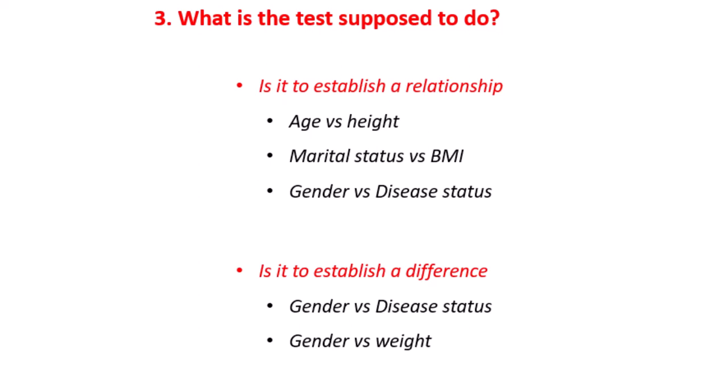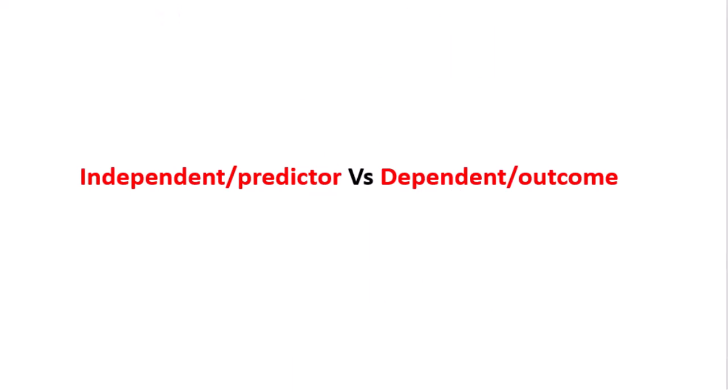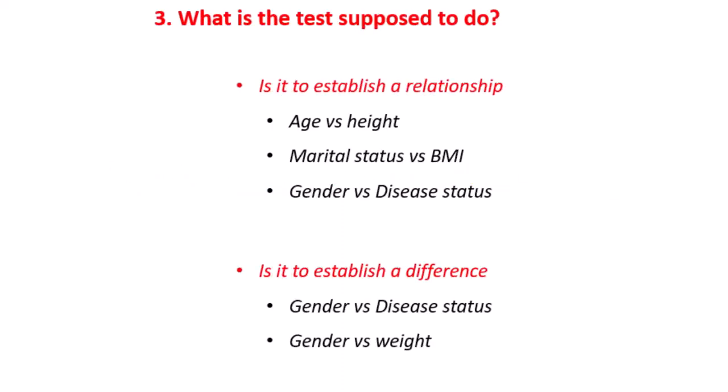The test could also be aimed at establishing a difference. For example, gender and disease status. Or you want to see gender versus weight. At this point, we need to differentiate between independent or predictor variables and the dependent or outcome variables. In this example of gender versus disease status, gender is the independent variable, whereas disease status is the outcome. An outcome is one which depends on the other.